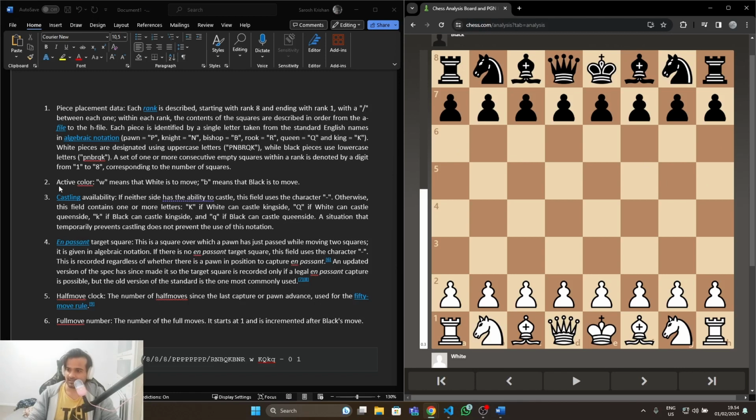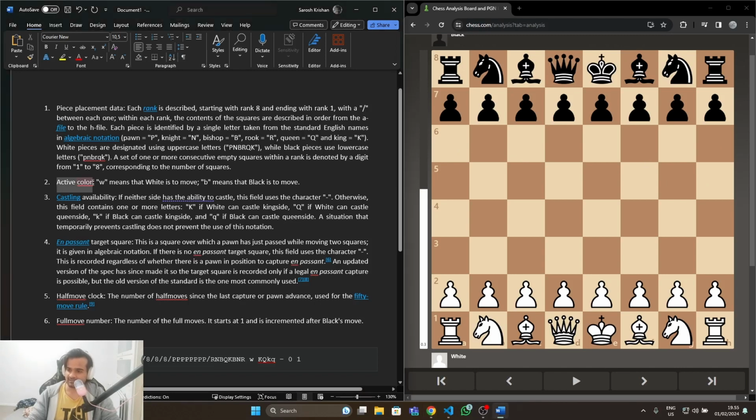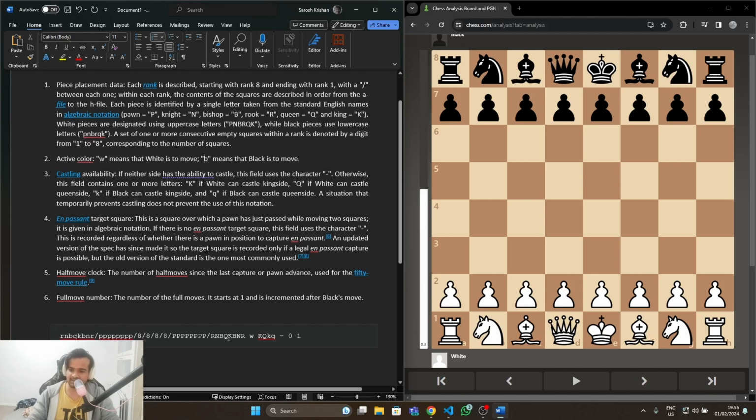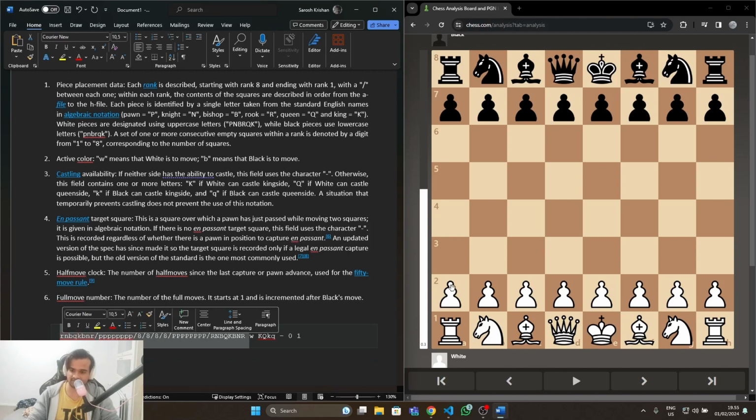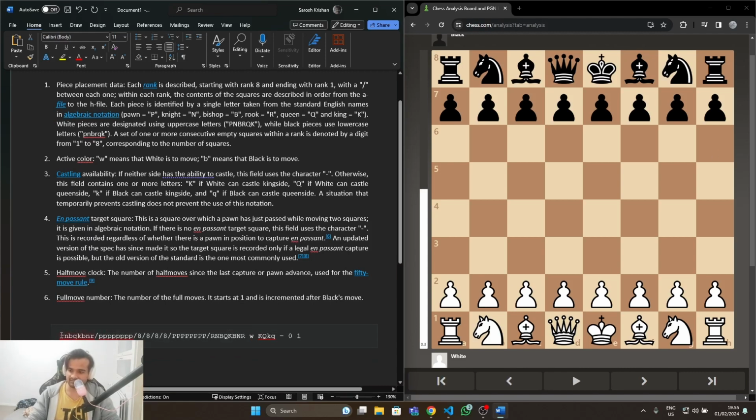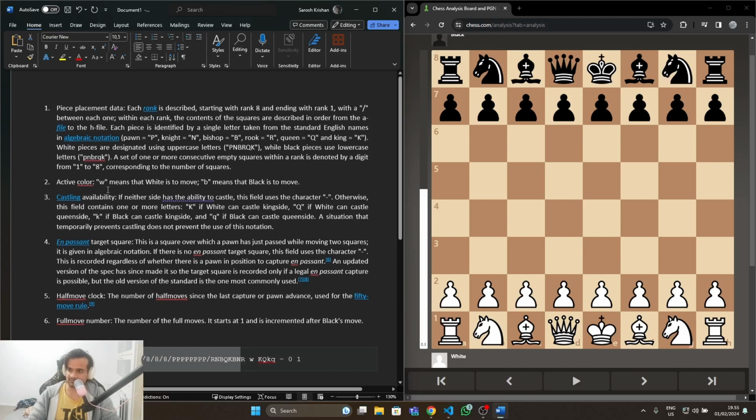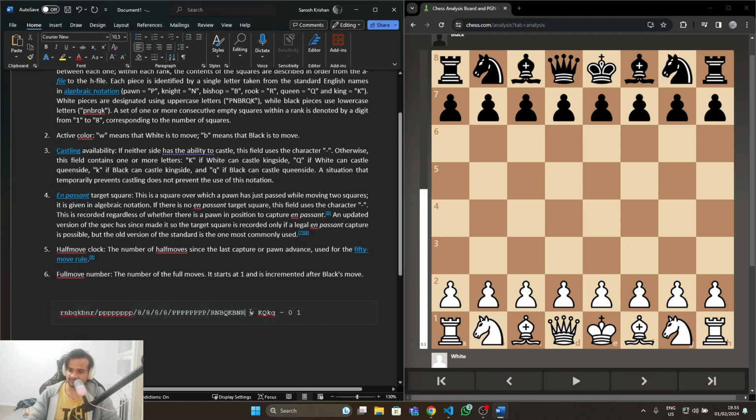So far, so good. The active color: w means that white is to move, and b would mean that black is to move. So at the end of all this, you just write the piece configuration down, and that's literally the first rule. That's all it is. And then after that, there's the active player, the player whose move it is. Then the castling availability.